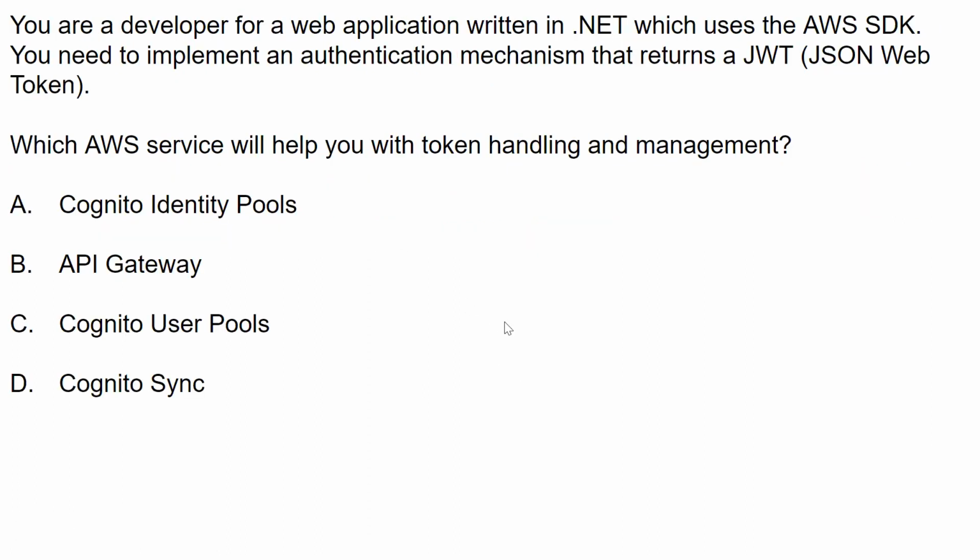You are a developer for a web application written in .NET, which uses the AWS SDK. You need to implement an authentication mechanism that returns a JWT. Which AWS service will help you with token handling and management? Cognito Identity Pools, API Gateway, Cognito User Pools, Cognito Sync.